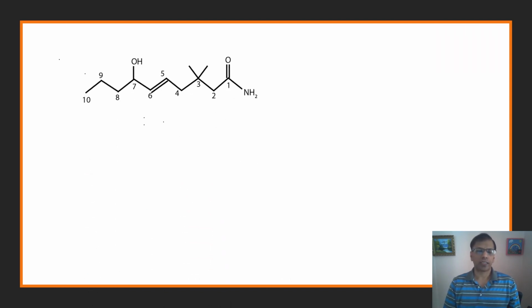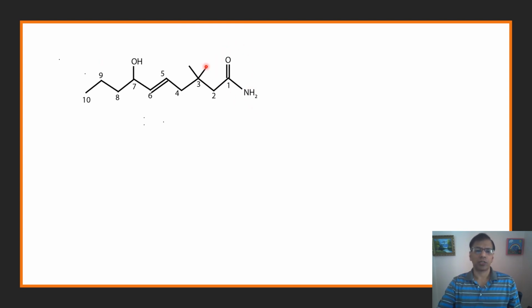So let's look at another example. In this particular case, it's a pretty long carbon chain. You can see it's a 10 carbon chain, so the parent alkane name is decane. This is the amide functional group, so you start numbering from this carbon, 1 to 3, because the amide group has a higher priority over an OH group and a double bond. Remember the rules of the ranking of the functional groups.